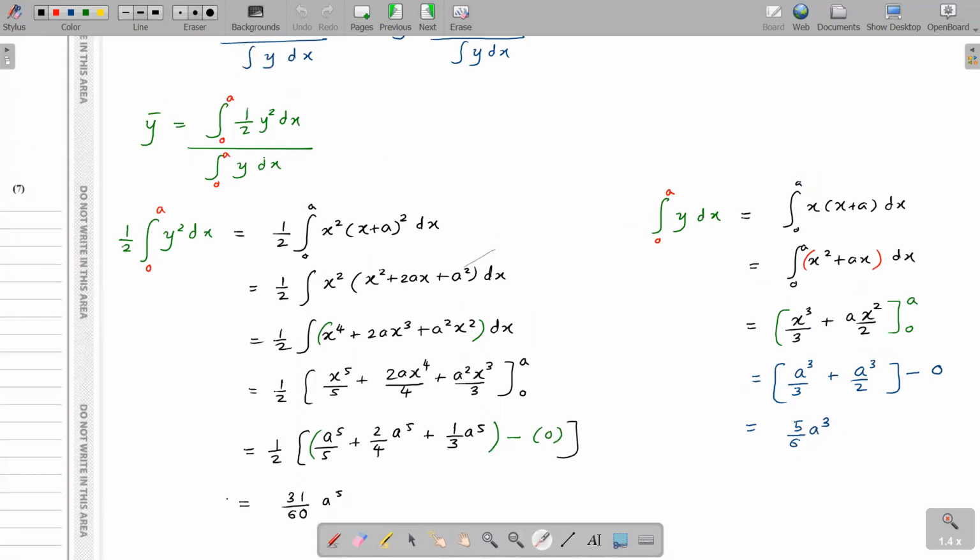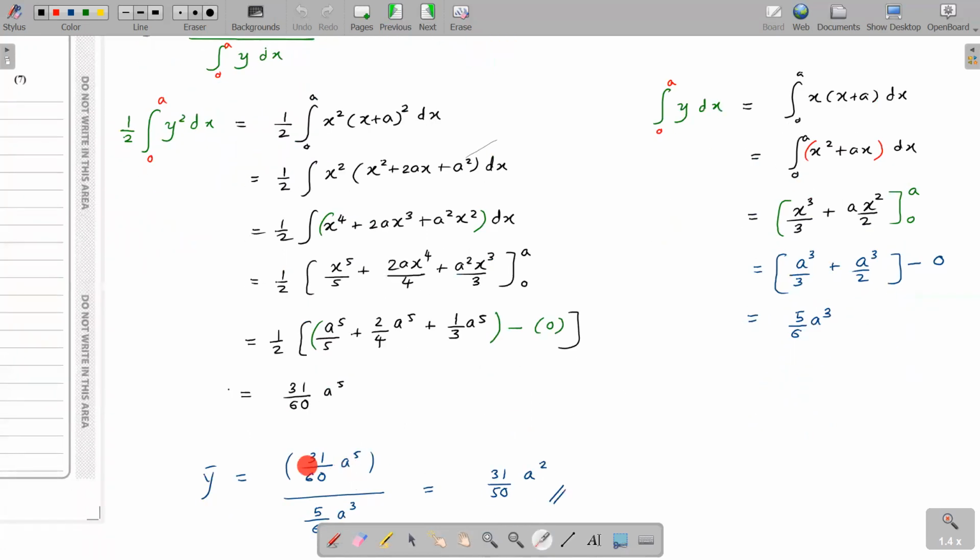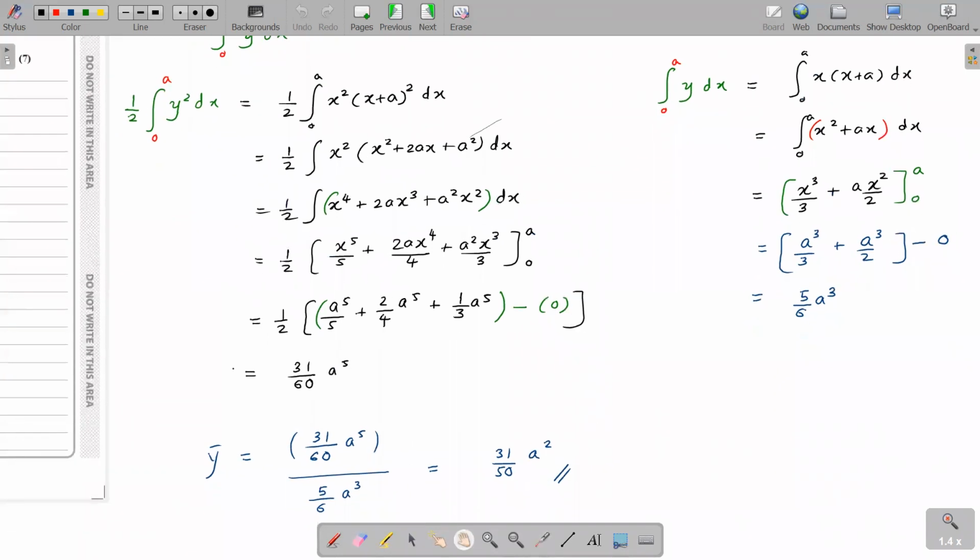All right, and all I have to do is substitute these values into the equation. Okay, 31 over 68 to the power 5, 5 over 68 cube. And you can see I can get my answer for y bar. All right, so the final answer is 31 over 50 into a square. Okay, so that's the answer for y bar.